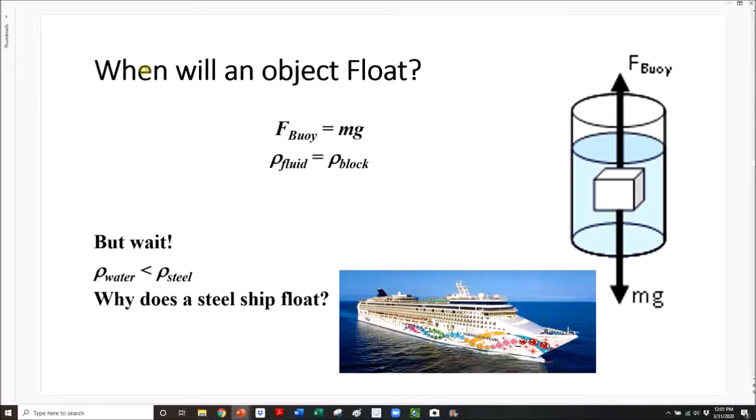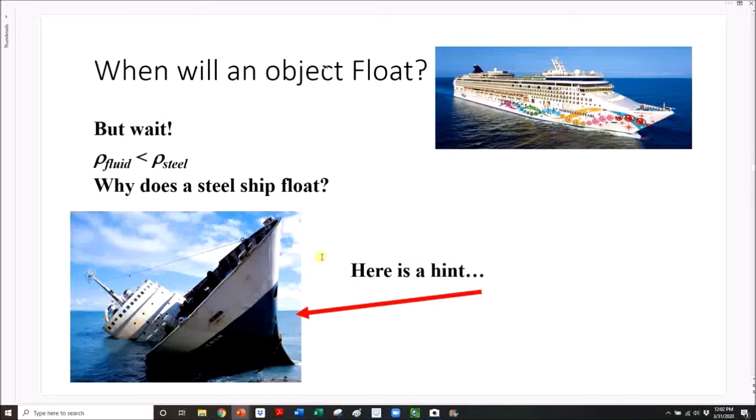Okay, so we just said an object floats whenever the density of the fluid is equal to or greater than the density of the block. But wait a minute. Steel has a greater density than water. Why does a ship float? So here's our hint. Floats, sometimes doesn't float.